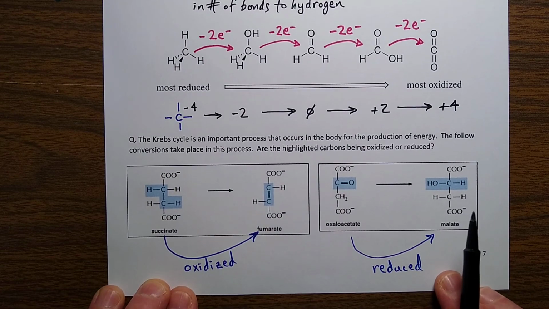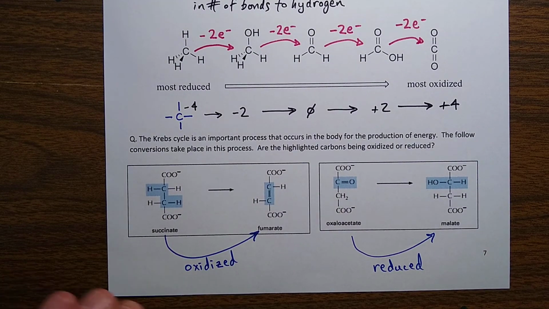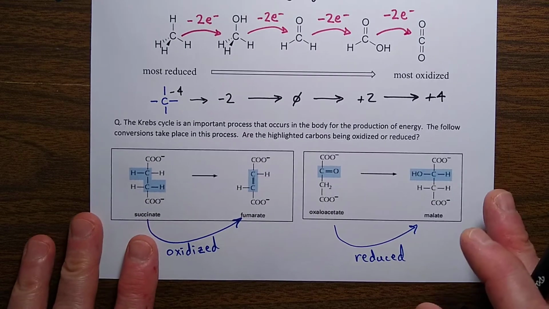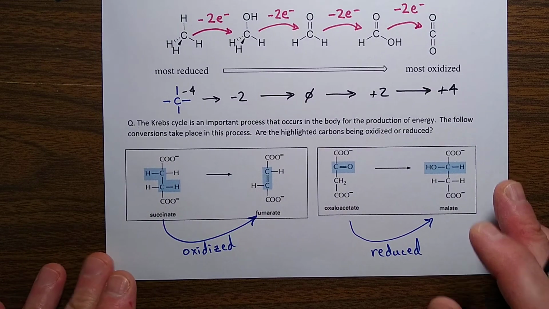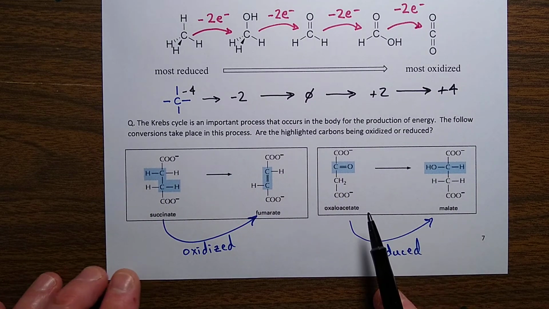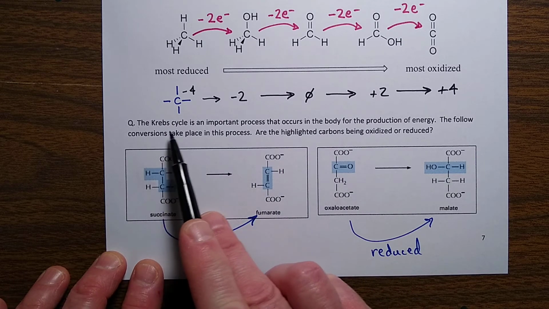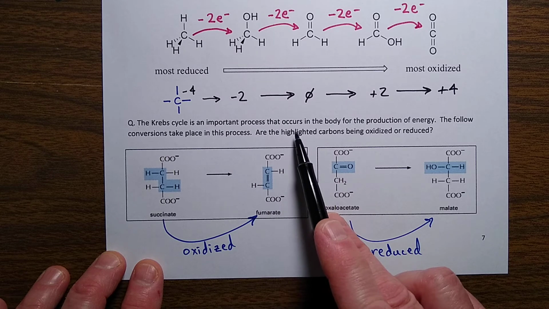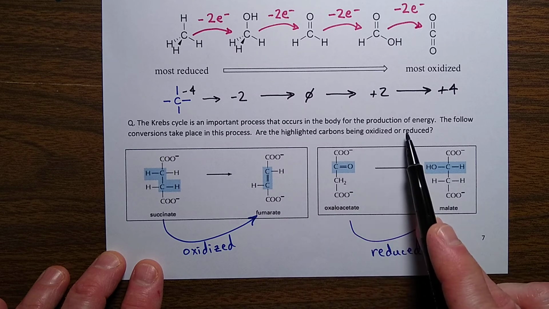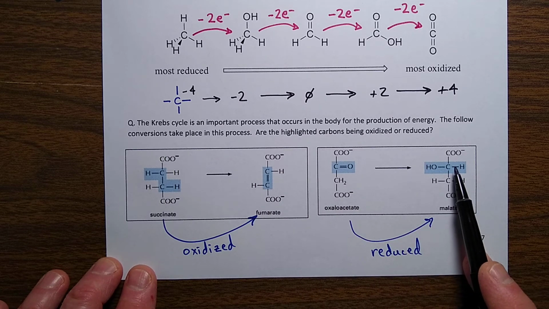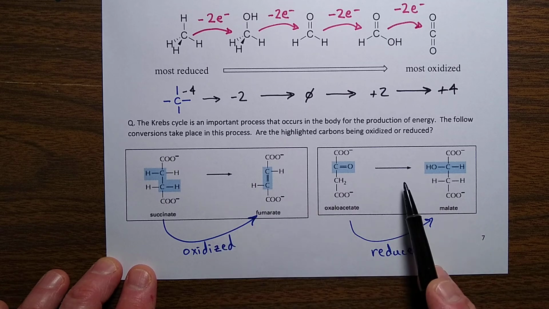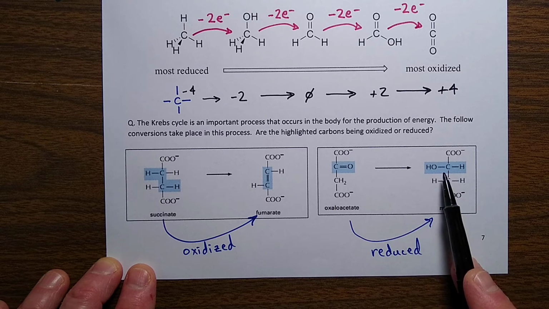Let me just show you why we care about all this. If you're a biochemist or a doctor, you have to understand the biochemical applications of this. For instance, the Krebs cycle is an important process that occurs in the body for the production of energy. We just take this for granted because this is happening on millisecond and microsecond timescales in our cells.